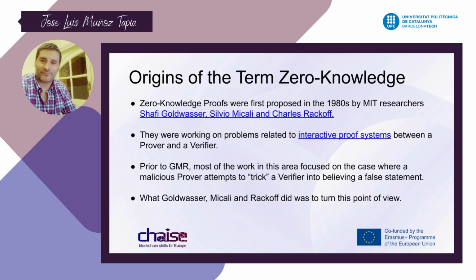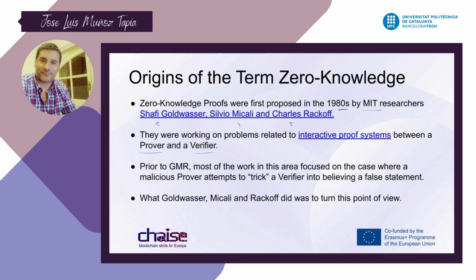So let's start with some of the origins of the term zero-knowledge. These systems were proposed in the 80s by 3 MIT researchers, Shafi Goldwasser, Silvio Micali, and Charles Rackoff. And they were working on problems related with interactive proof systems. They were studying systems in which there is a prover and a verifier, and the prover and the verifier are interacting to finally prove something.